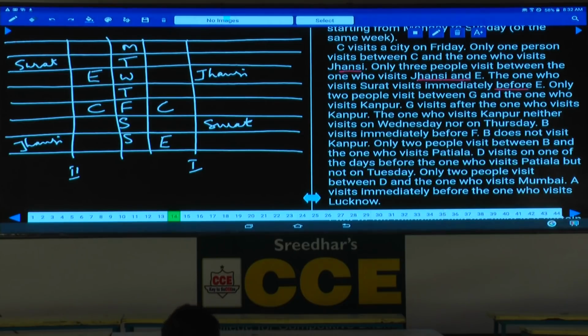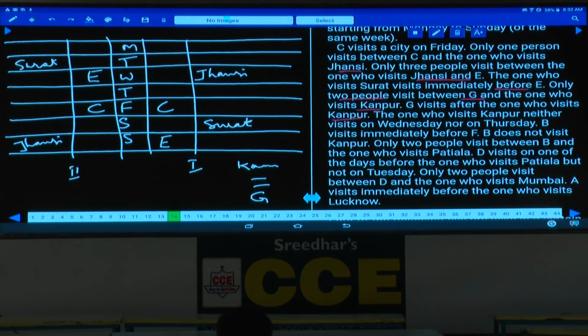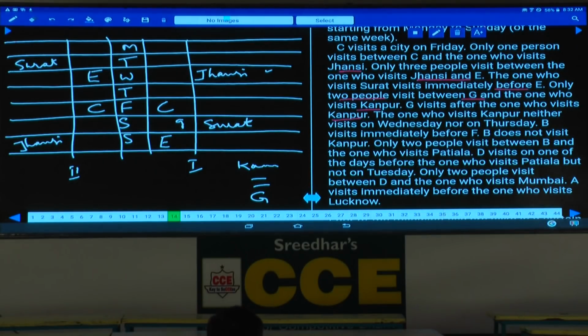Then, only 2 people visit between G and the one who visits Kanpur. Between G and Kanpur there must be exactly 2, and G visits after the one who visits Kanpur. Hence, after this Kanpur, how many persons between these two? Only 2 people, G will be here. Now tell me whether G can be at this place or not. If G is here, 1, 2, Kanpur must be here, which is not possible. G cannot be here, cannot be here. And so G must be where? G must be here. If G is here, Kanpur must be here.